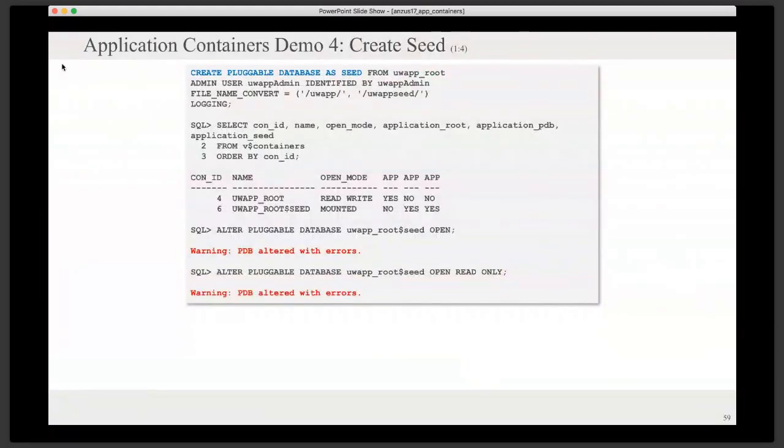Okay, let's go to the next slide, application seed creation, slide 58, and scoot on to 59. I want to make sure we end on. And I'm doing a create pluggable database as seed. That works just fine. I do a select from $sign containers.